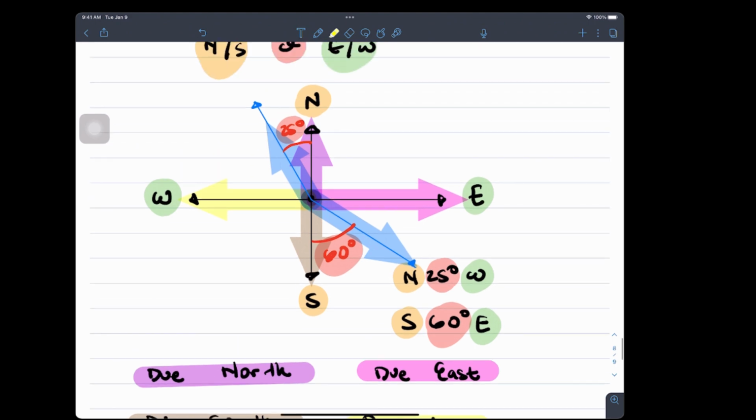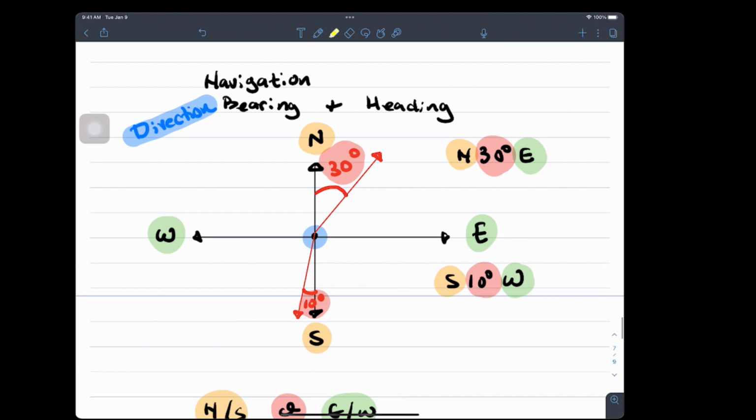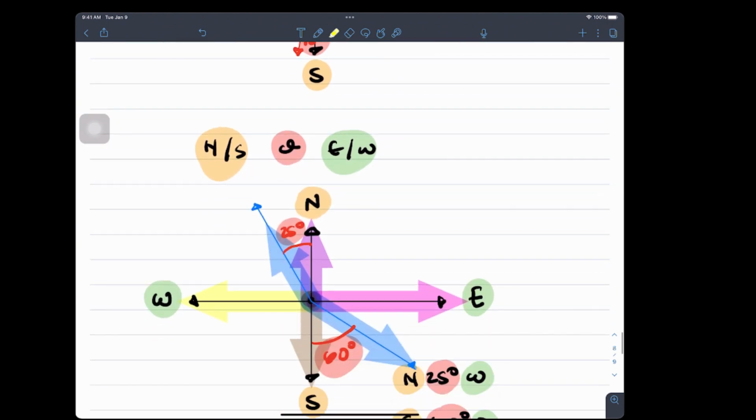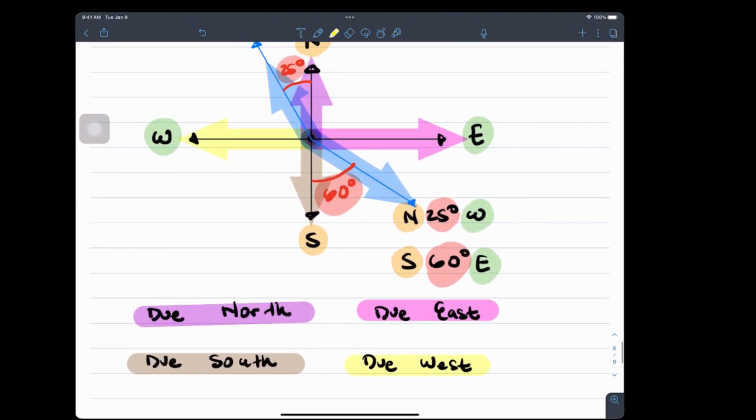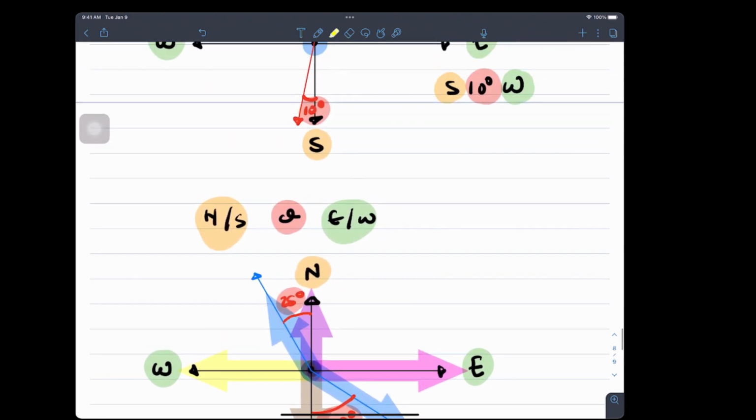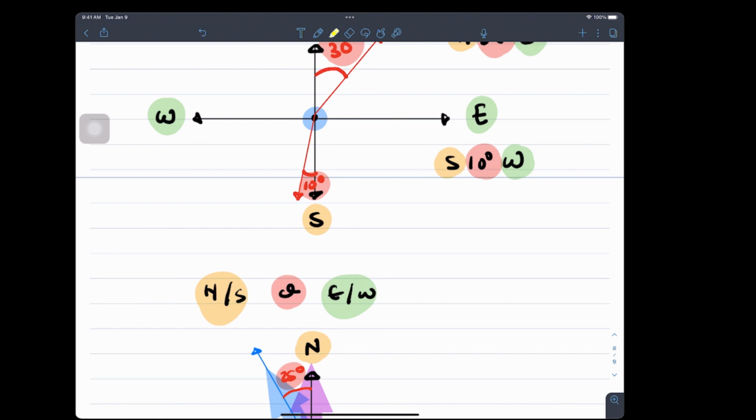So we're reviewing heading and bearing, right? This is where we left off from last time. What we added new today with our heading and bearing is the direction of due north, due south. Due north is straight up, due south is straight down, due east is to the right, and due west is to the left. So we're doing some navigation here. It's just a way of describing direction.